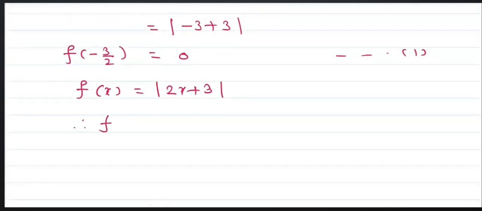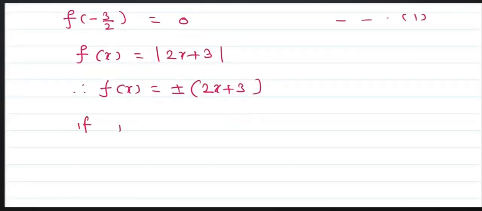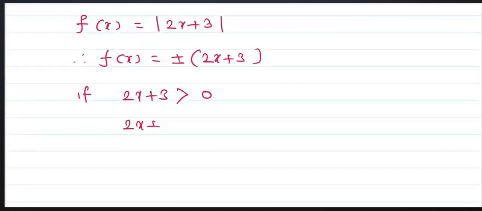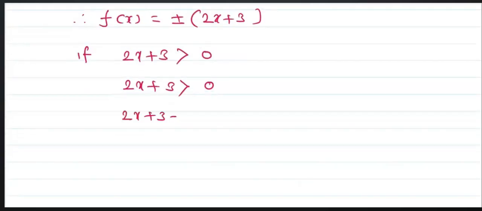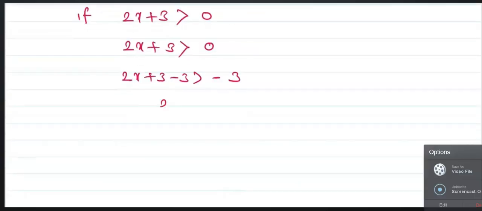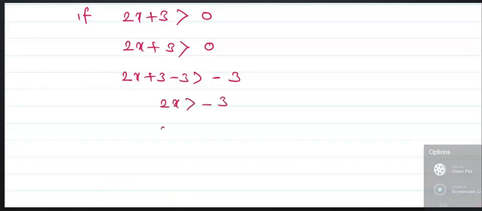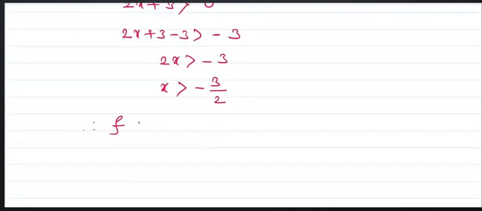Now f of x is equal to mod of 2x plus 3. If we remove this modulus sign, then we have f of x is equal to plus or minus 2x plus 3. That is, 2x plus 3 is greater than 0. How to solve this? Subtract 3 on both sides. Therefore, plus 3 and minus 3 get cancelled. 2x is greater than minus 3. Therefore, x is greater than minus 3 by 2.